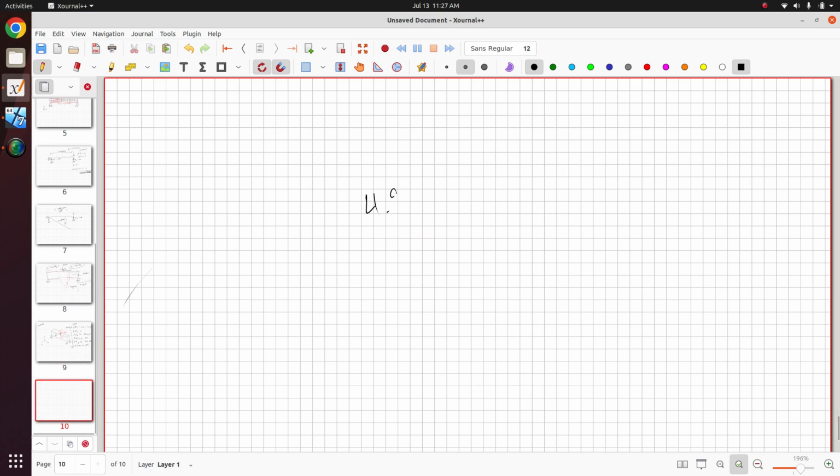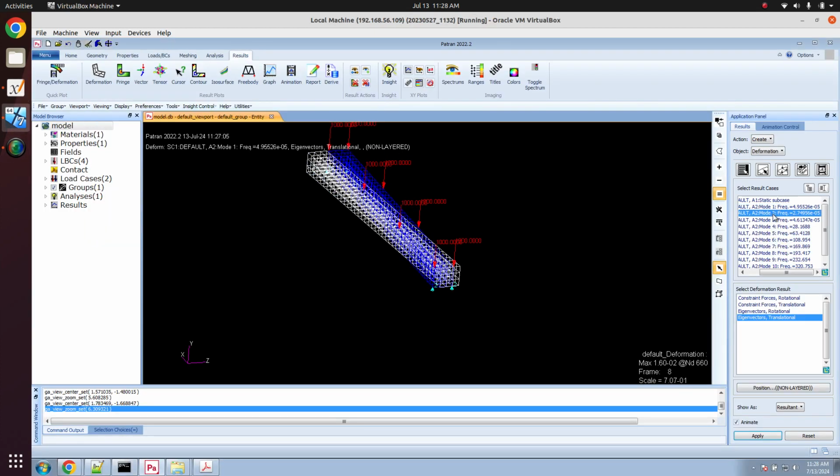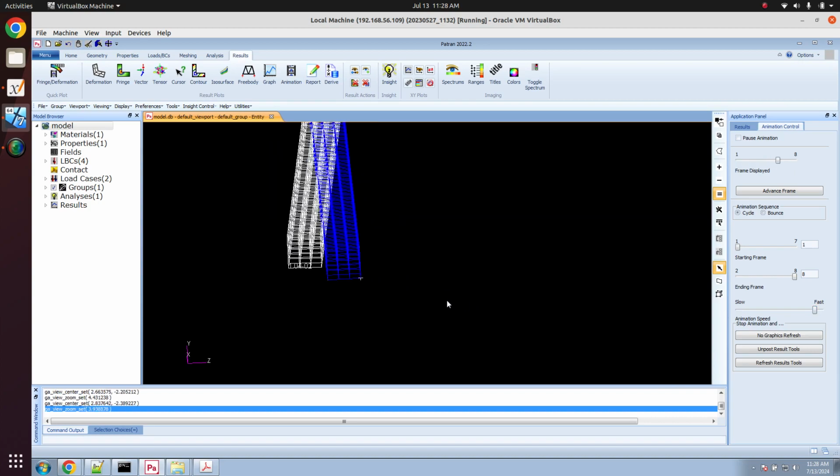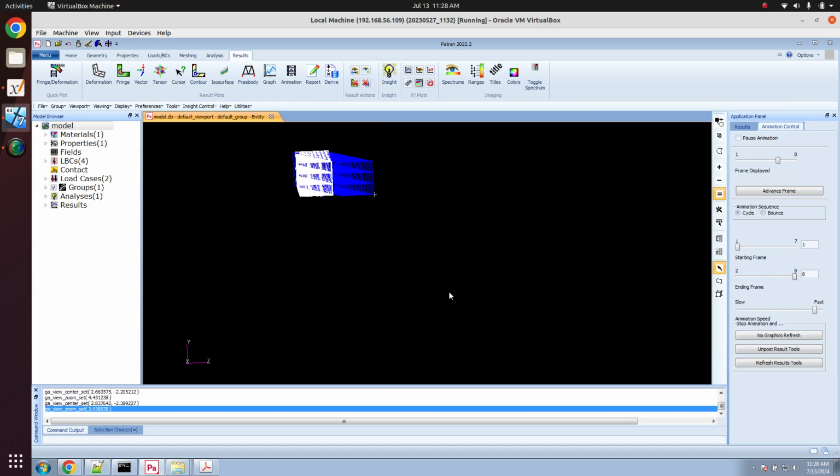So you get 4.99 e to the negative 5. This is very small. It's equivalently 0 here. So now let's go ahead and take a look at the next rigid body, which has a natural frequency of 0. So let's go ahead and click apply here. Slow this down a little. Now, all of these rigid bodies are indicating the same thing.